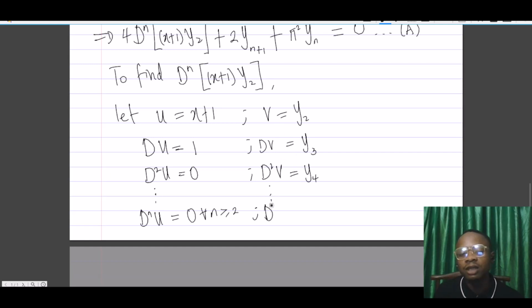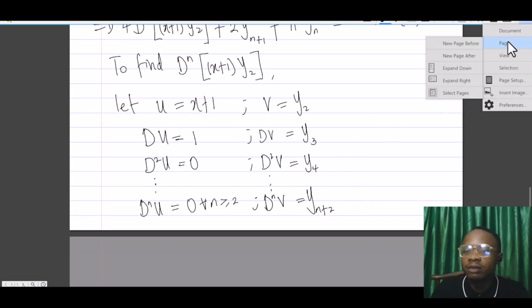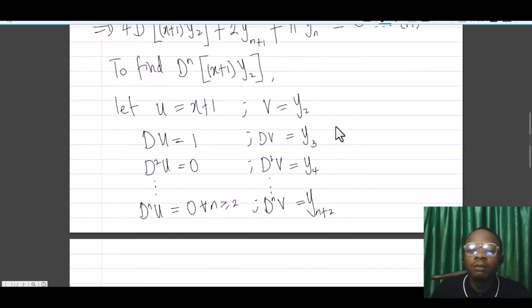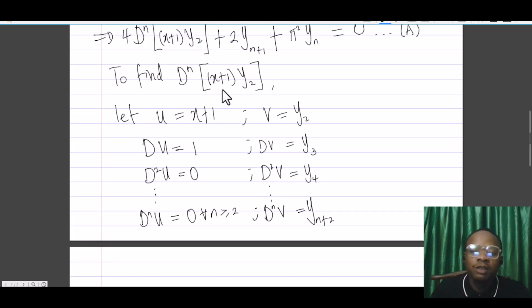All right. Then for this, we can also identify that it keeps going on in that manner. So if we get to the nth derivative of v, we can see the difference between the number here and the number here is 2. So this is just going to be y sub n plus 2. All right. So we have our results already. This is everything we would need to substitute when using the Leibniz formula. So we can now use the Leibniz formula to obtain this.